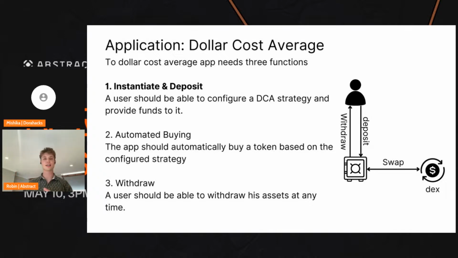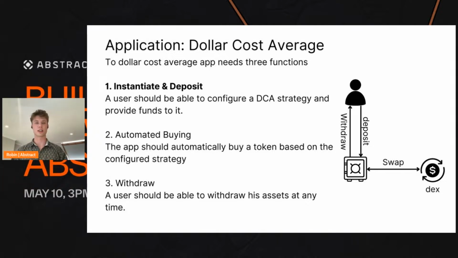So functionality wise, in our application, if we want to start implementing this, we need to have 3 major functions available. The first one is to be able to instantiate the application and to deposit into it. So when I want to start dollar cost averaging, I will create a smart contract, I will configure it, I will tell it, hey, I want to buy Doge every day of this week, and I want to buy $100 worth of it. So you should be able to do that, and then also provide the funds.